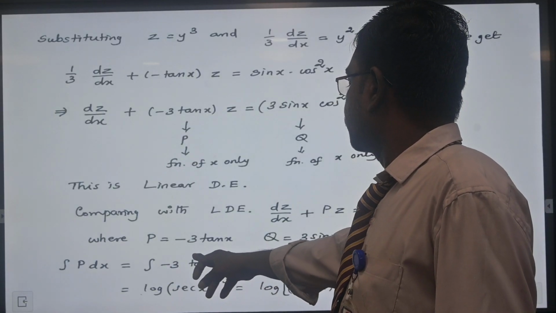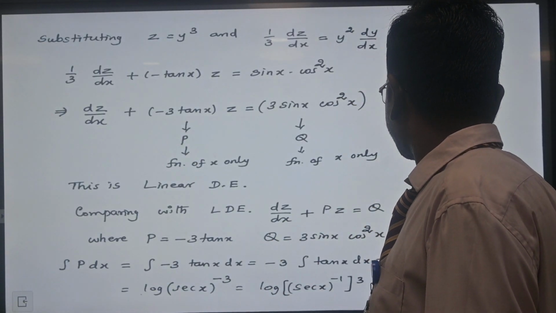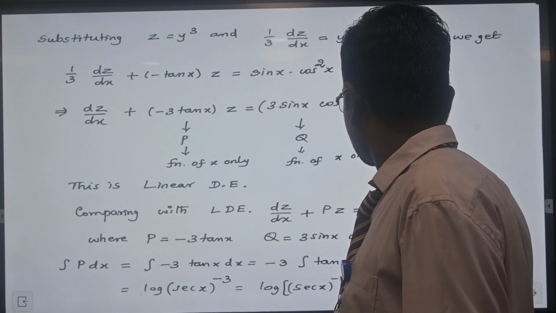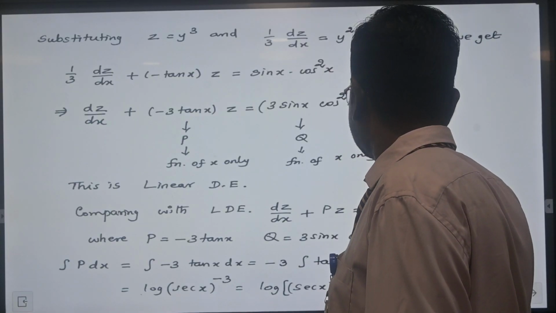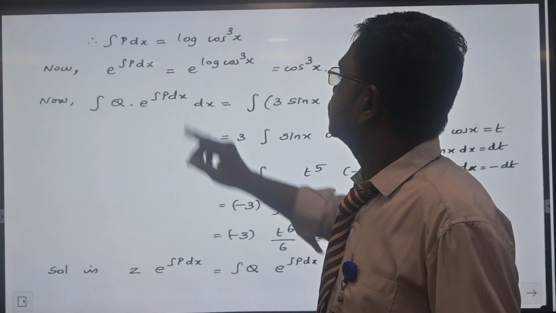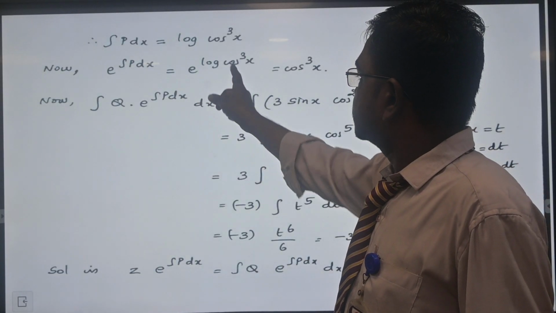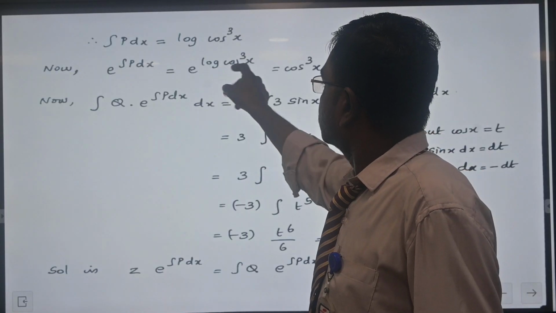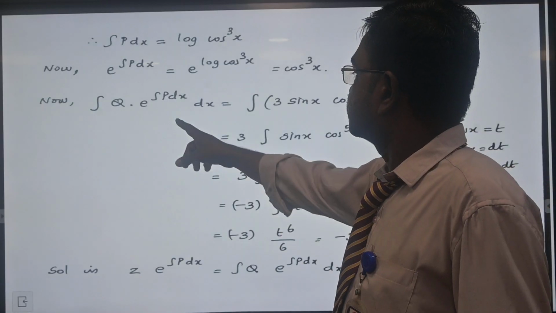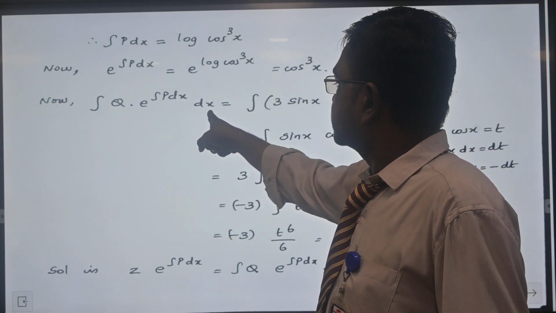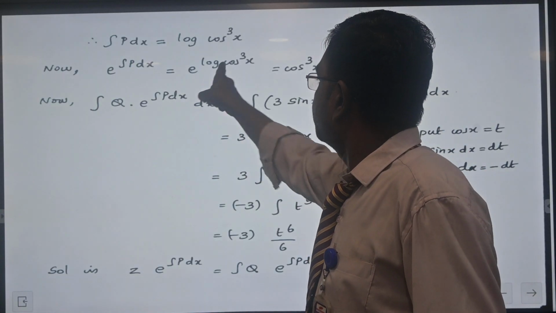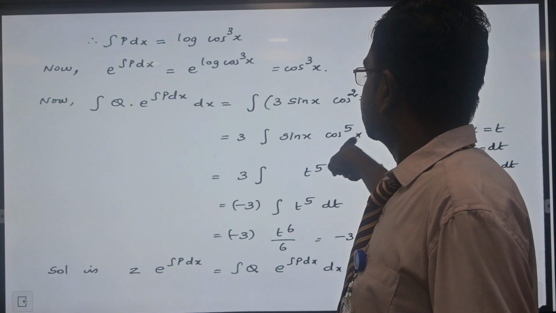So integral p dx, after simplification, will be minus 3 integral tan x, and integral tan x is log secant x. So converting, the final answer is log of cos cube x. So integral p dx equals log of cos cube x, and e power integral p dx is e power log of cos cube x, that is cos cube x, because exponential and log are opposite concepts. So integral q e power integral p dx dx equals integral 3 sin x cos square x times cos cube x dx, that is 3 sin x cos power 5 x dx.